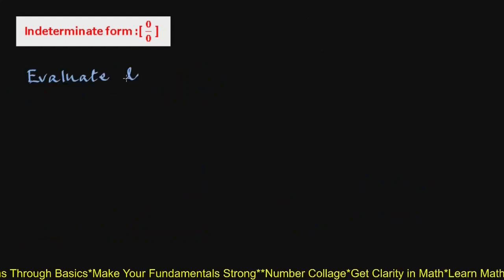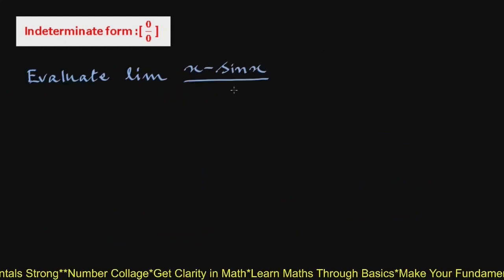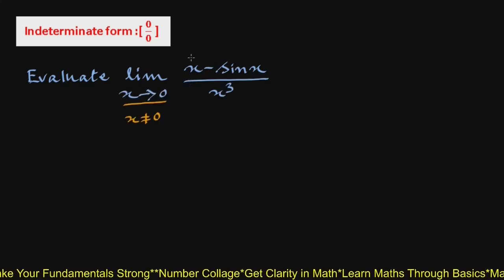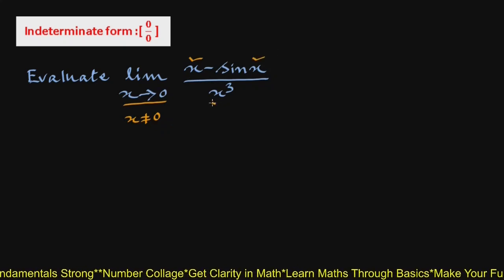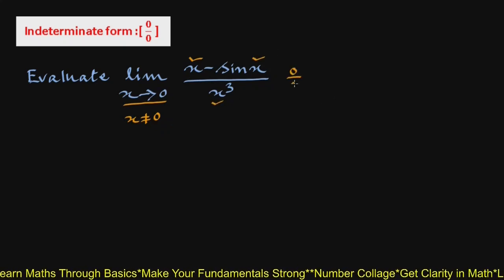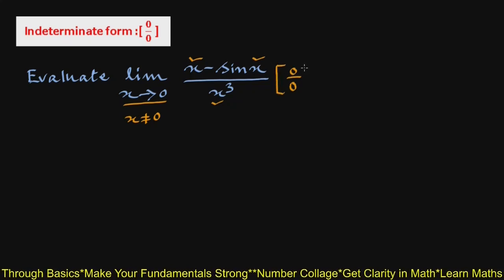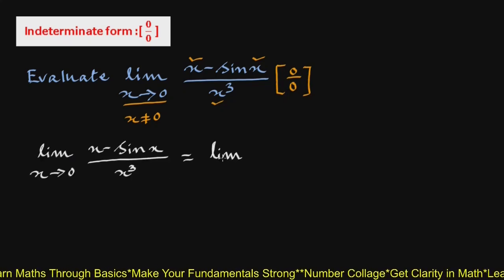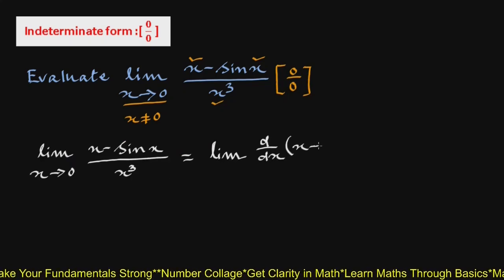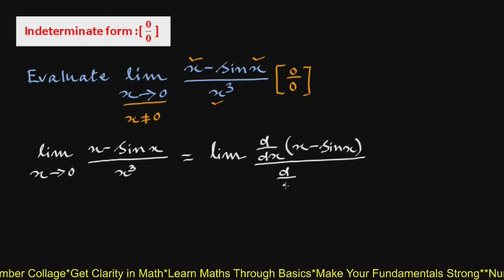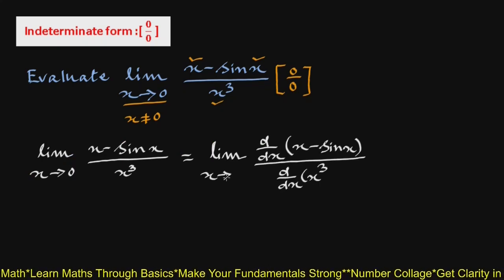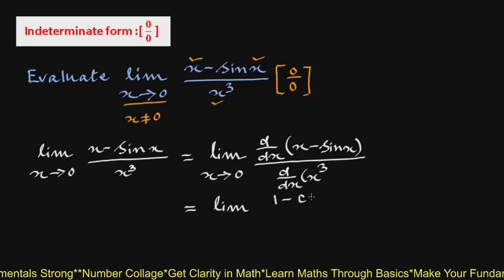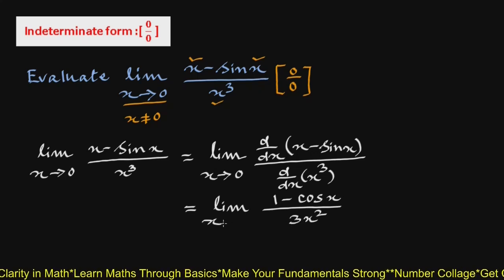How to evaluate limit x minus sin x upon x cube as x tends to 0. If we substitute 0 in place of x, it will be 0 upon 0 indeterminate form. So we have to apply L'Hopital's rule. This will become limit d by dx of x minus sin x upon d by dx of x cube as x tends to 0. This will be limit 1 minus cos x upon 3x square as x tends to 0.